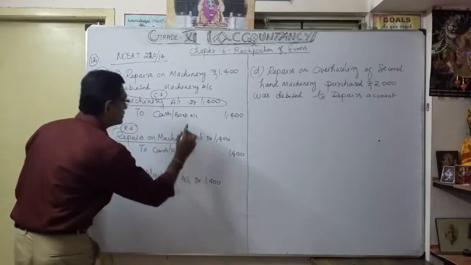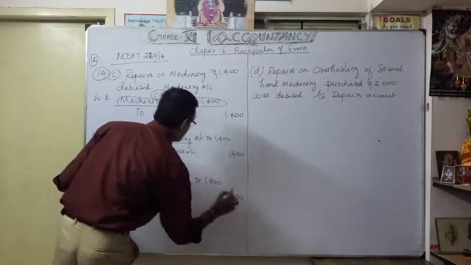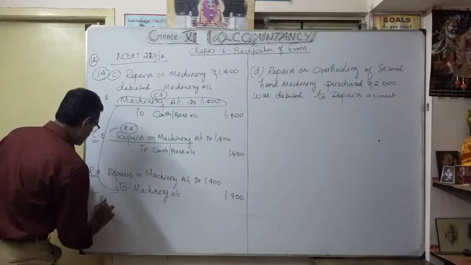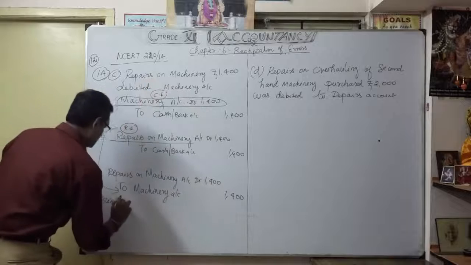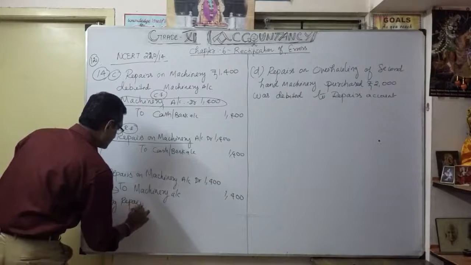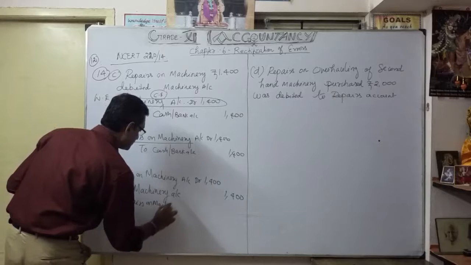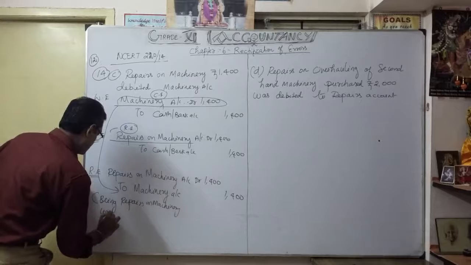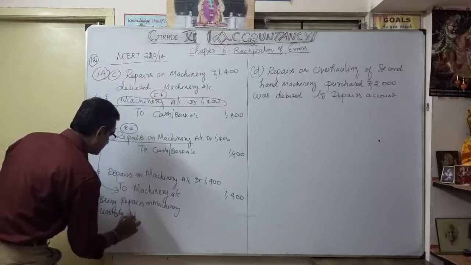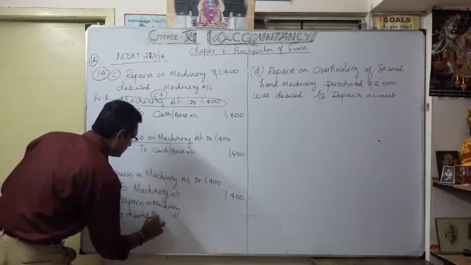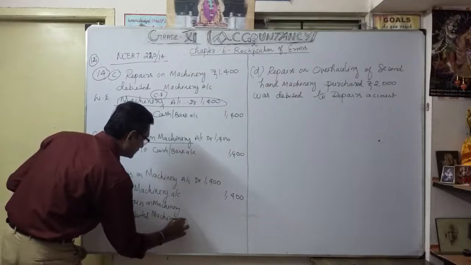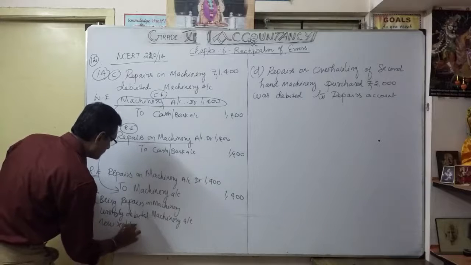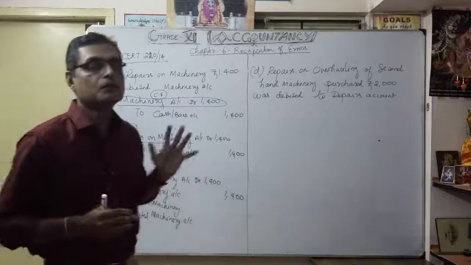To machinery account, how much? 1400. Narration being in the same manner: repairs on machinery, wrongly debited to machinery account. Now rectified. Okay. Understood.